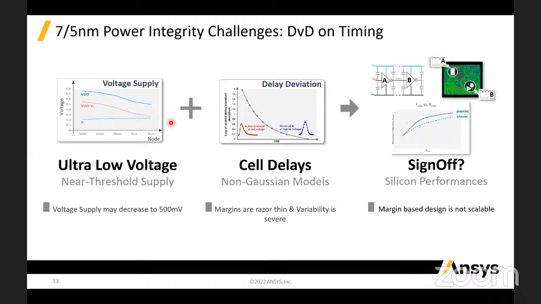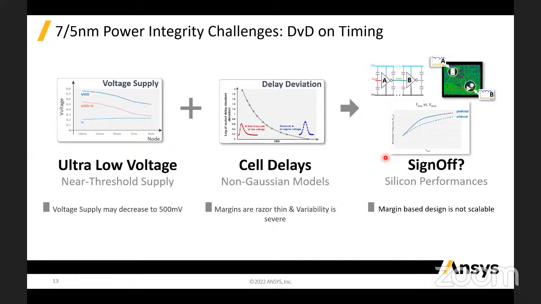These two aspects, ultra low voltage operation and cell delay variation, contribute to create a voltage drop on timing challenge. This means that silicon performance may be affected for such designs. So a margin-based approach, where we just assume a threshold for voltage analysis and a separate threshold for timing, such a margin-based approach will no longer be scalable.